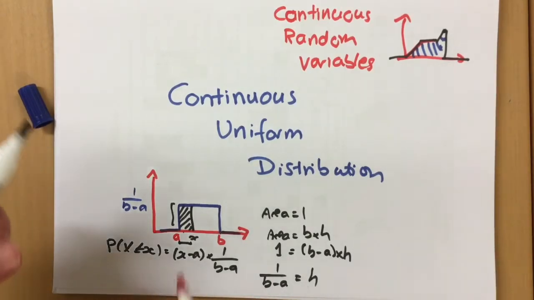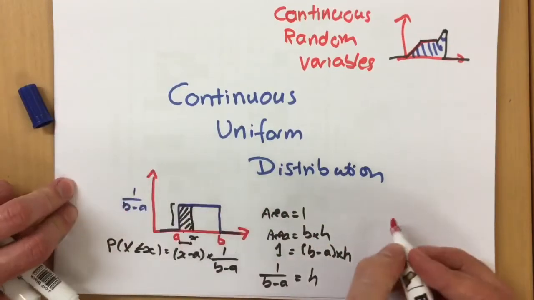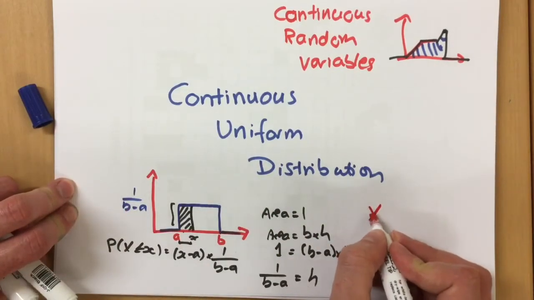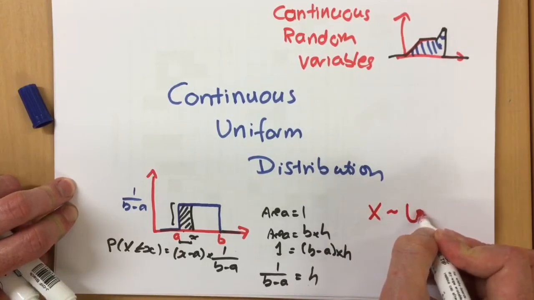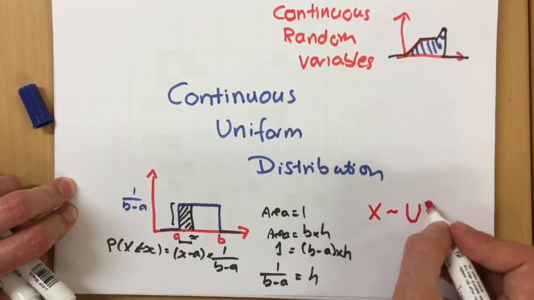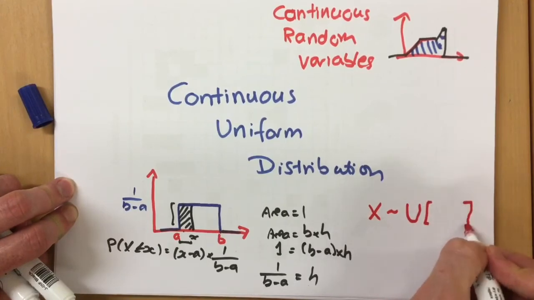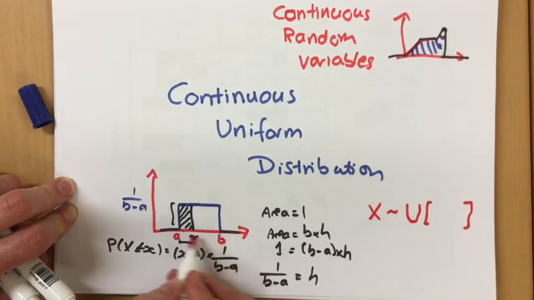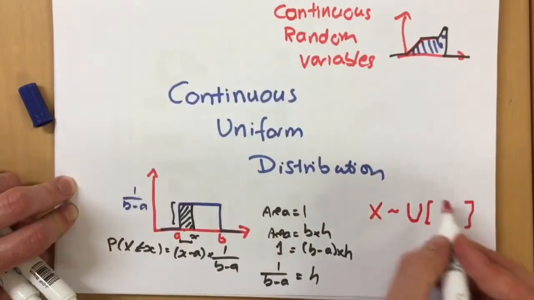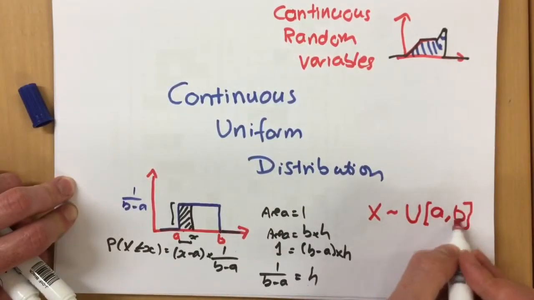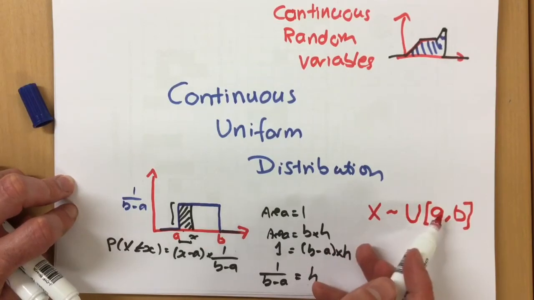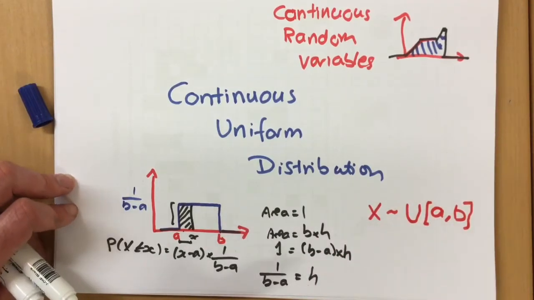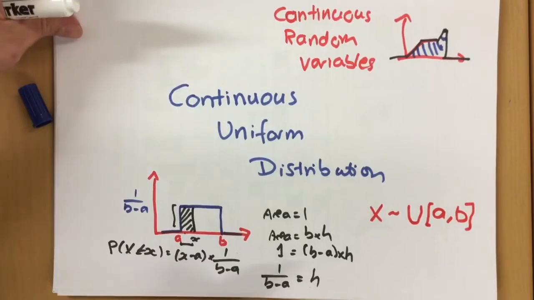Now, our continuous uniform distribution, the notation for it, we say x, so U for uniform, and then the two things we need to know are A and our B value, because from this you can get the height and everything else. So x is distributed uniformly between the values of A and B. Isn't that jolly good fun?